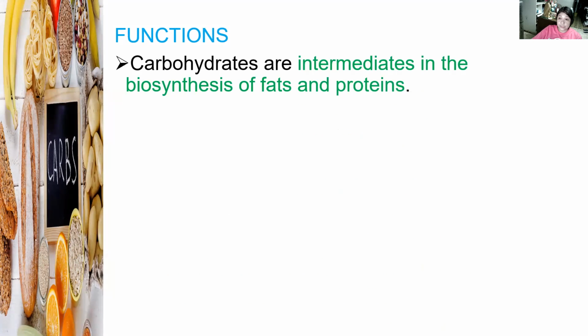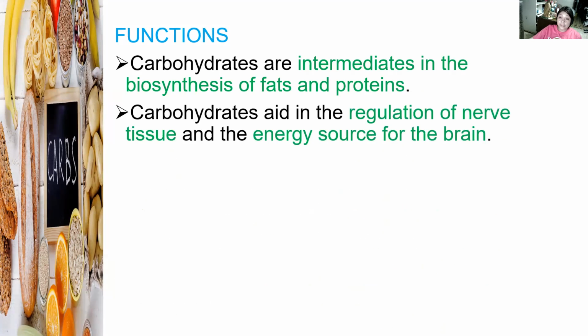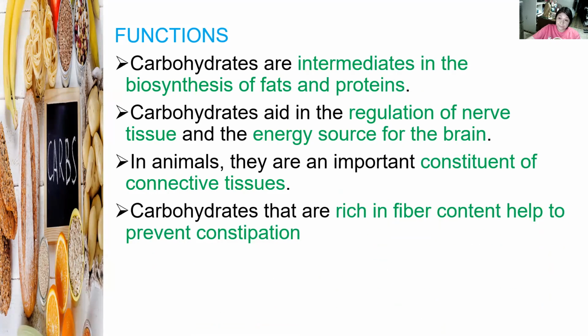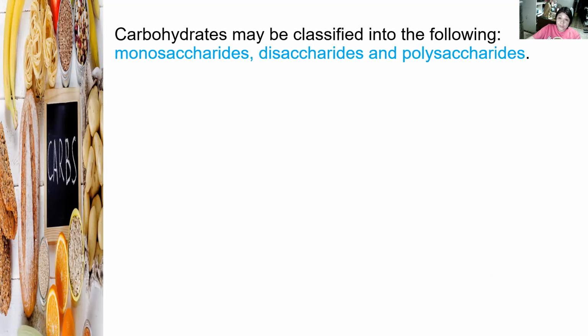Carbohydrates are intermediates in the biosynthesis of fats and proteins. Carbohydrates aid in the regulation of nerve tissue and are the energy source for the brain. In animals, they are an important constituent of connective tissues. Carbohydrates that are rich in fiber content help to prevent constipation. Carbohydrates may be classified into the following: monosaccharides, disaccharides, and polysaccharides.